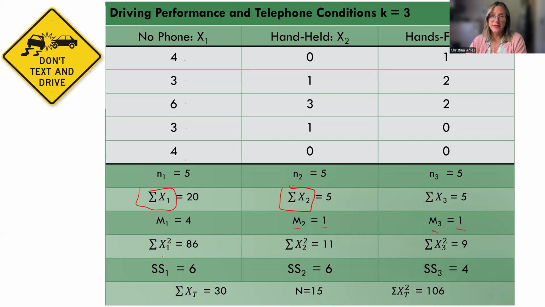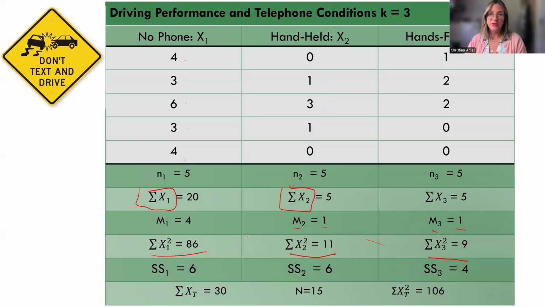So basically this 86, the sum of X squared, is 4 squared plus 3 squared plus 6 squared plus 3 squared plus 4 squared, and that would equal 86. Just like the sum of X squared for group 2 is 0 squared plus 1 squared plus 3 squared plus 1 squared plus 0 squared. So you square each number individually, then add them. And so you need that for each group.